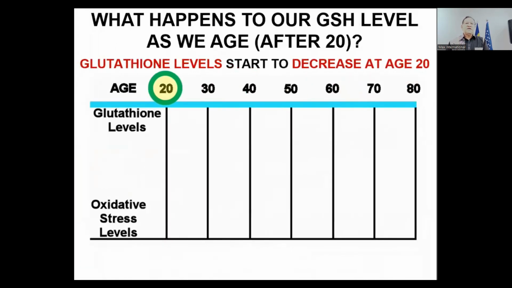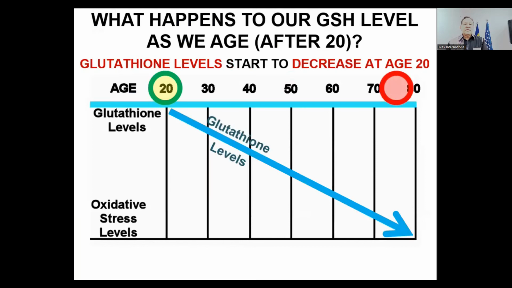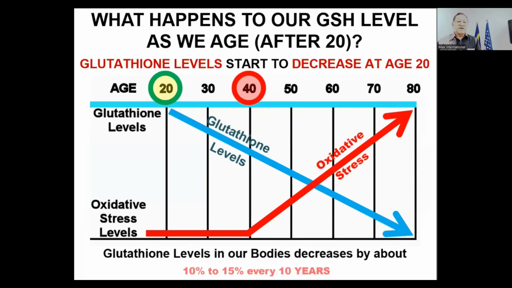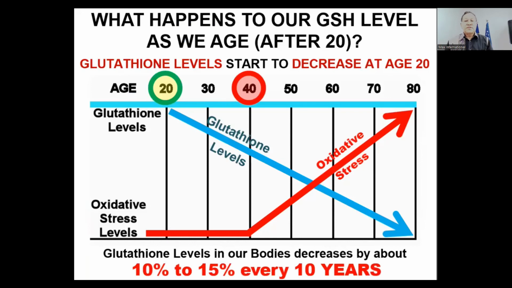What happens after age 20 is that the glutathione levels start to go down and down and down by 10 to 15% every decade as part of our programmed aging, and that will result in increased oxidative stress, reduced immunity, increased toxicity, and more. All the things that glutathione is involved in will be affected.